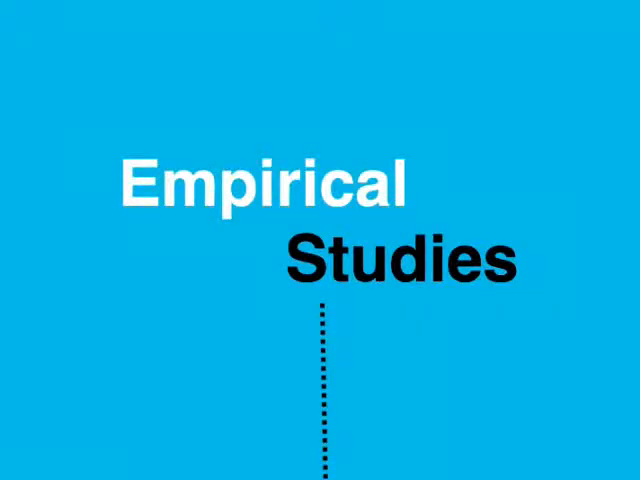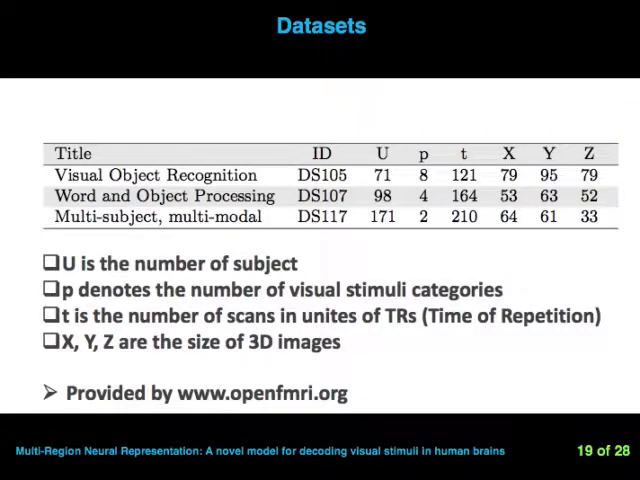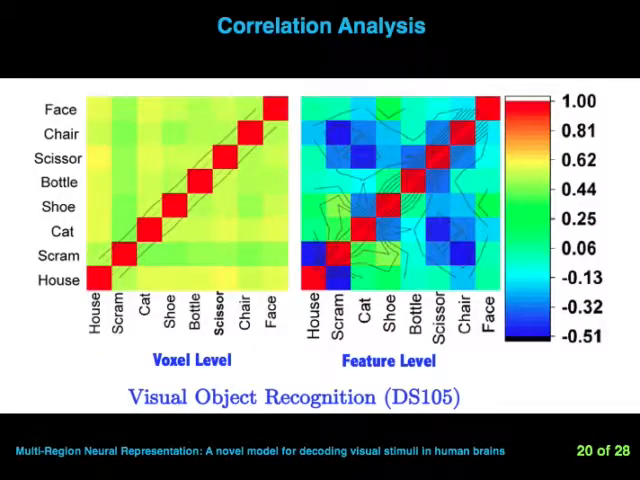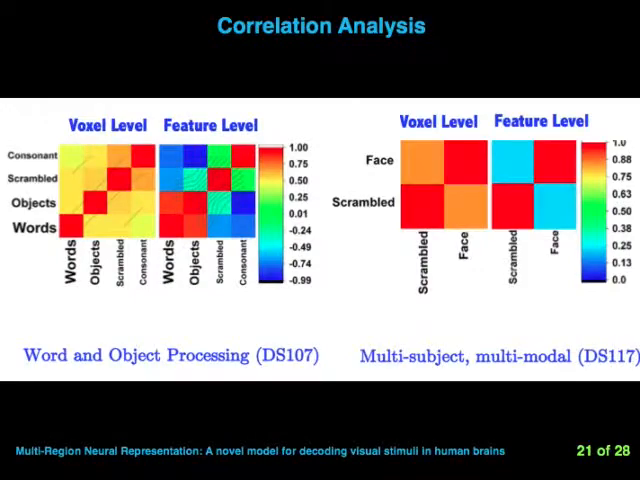Well, empirical studies. As depicted here, we employed three datasets provided by the OpenFMRI website. This is the correlation analysis in the first dataset, for both the voxel level on the left and the feature level on the right. As we can see here, correlation at the feature level is more discriminative in comparison with the voxel level. This is the correlation analysis for the other two datasets.